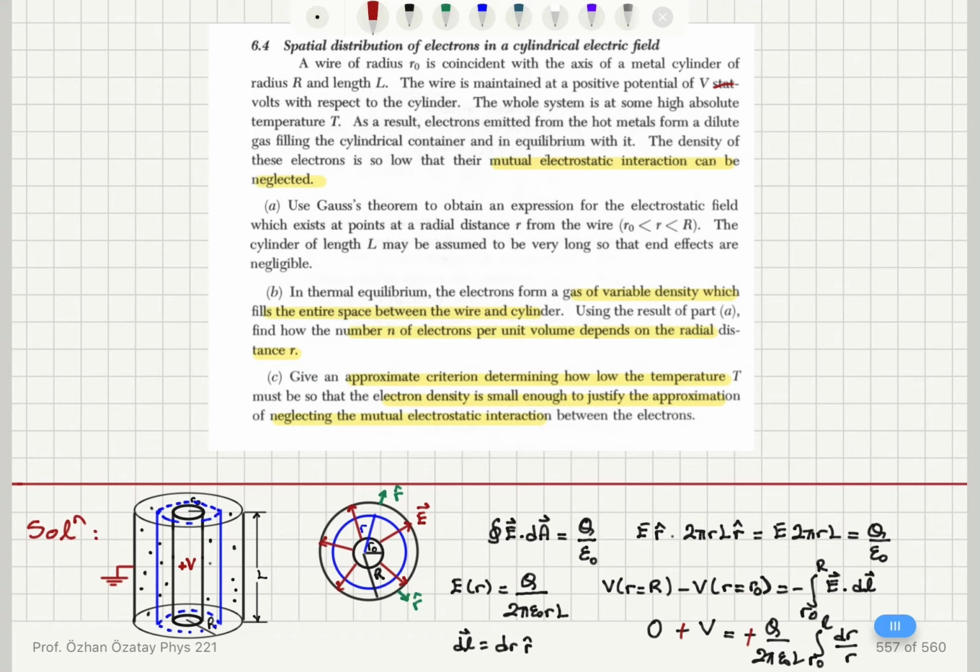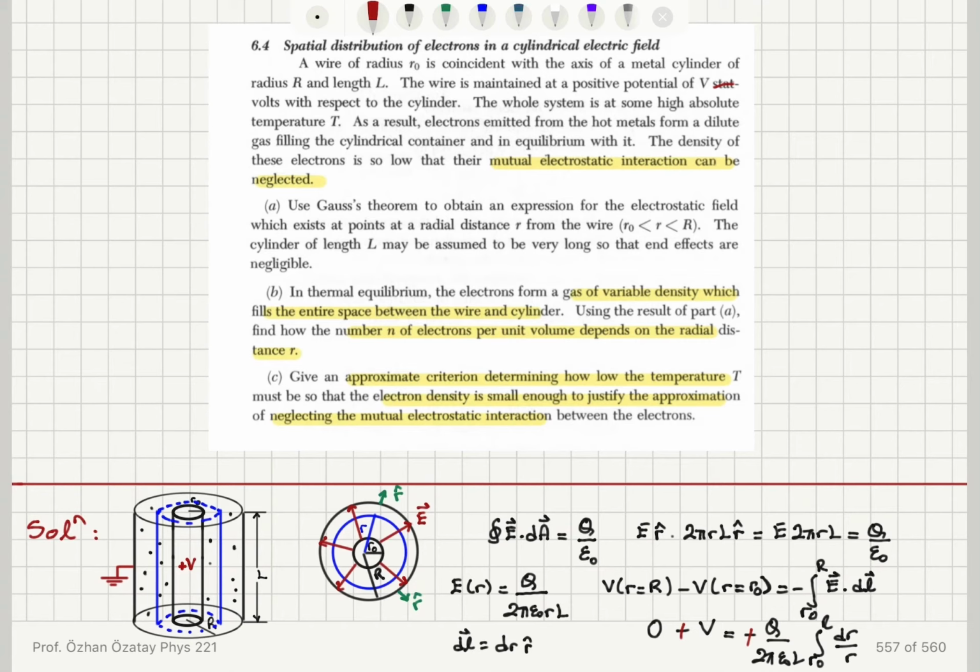Okay, so going back, we have a wire with radius r0 that is inside a metal cylinder with radius capital R. The space in between is empty. The wire inside is kept at a potential plus V with respect to the outer surface, which is grounded. And the first task was to calculate the electric field between these two surfaces.